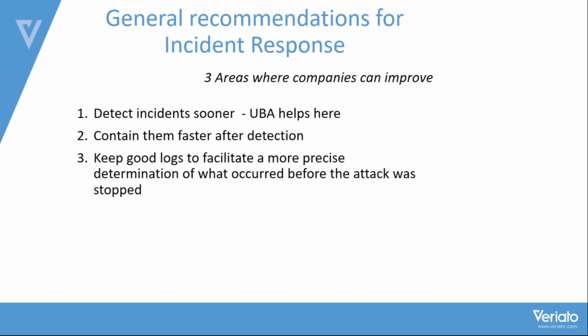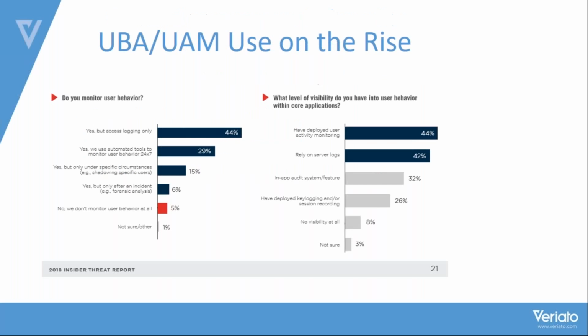All right, next 3 areas where you can improve. Number 1, use UBA to detect your inside incidents sooner. I told you it takes 100 days or whatever number I gave you to know that people were in there in the first place. Well, I want to detect it day 1. I want to see the activity as soon as possible so I can do something about it. You want to contain them faster. I told you step 2 was containment. I need to contain them faster after detection. That's where we can improve.